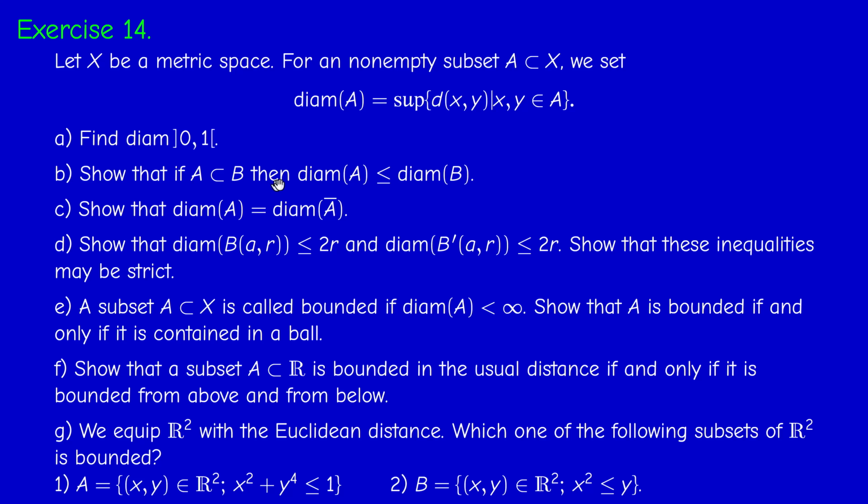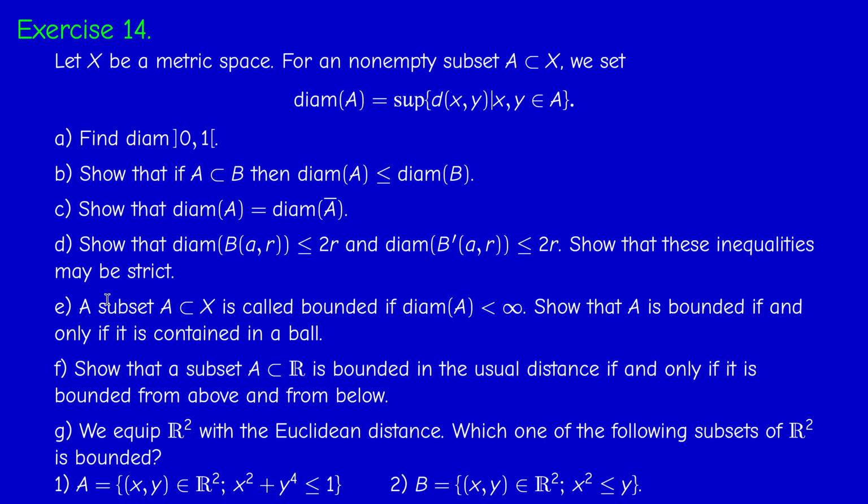Second question: the diameter gets bigger when the set gets bigger. The diameter of A is the diameter of its closure. The diameter of any ball of center a and radius r is at most 2r. Same thing for the closed ball. But these inequalities may be strict, so equality may fail.